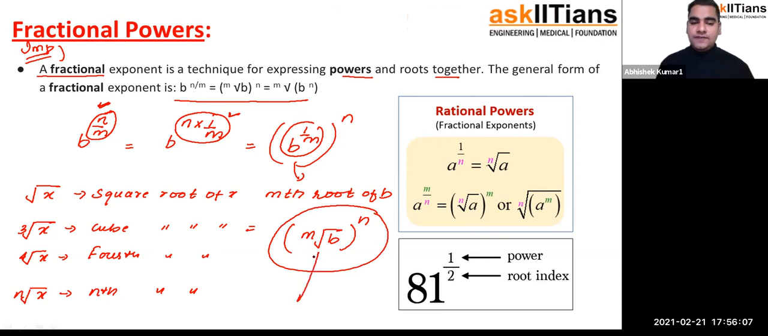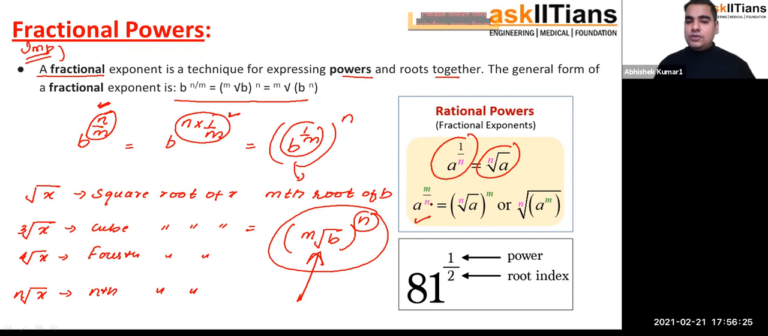First, you need to simplify the value you have inside the bracket. After the simplification of that value, you have to solve the power which is given here. And that's exactly what they have written. A raised to the power 1 upon n is the same as the nth root of a, and a raised to the power m by n is the same as the nth root of a raised to the power m, right? That's exactly the same.